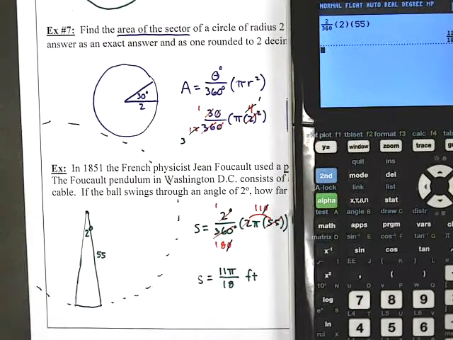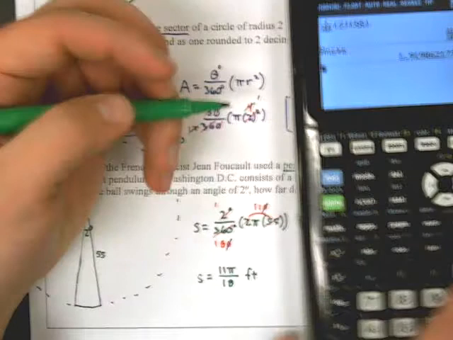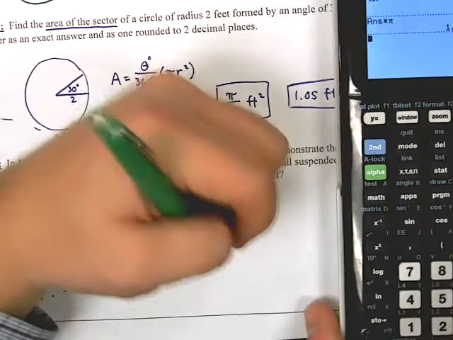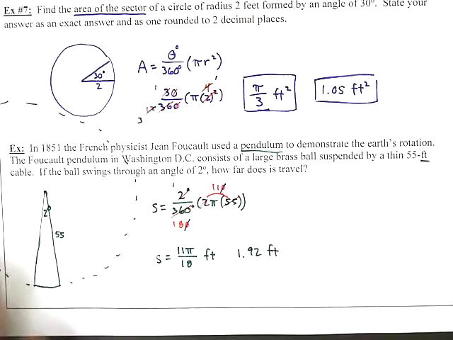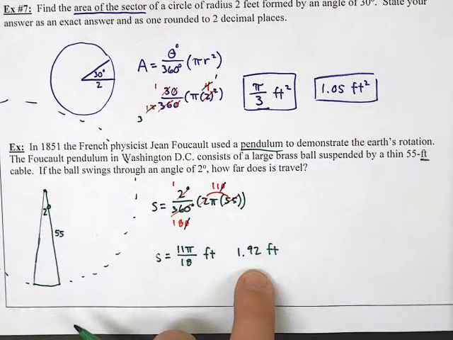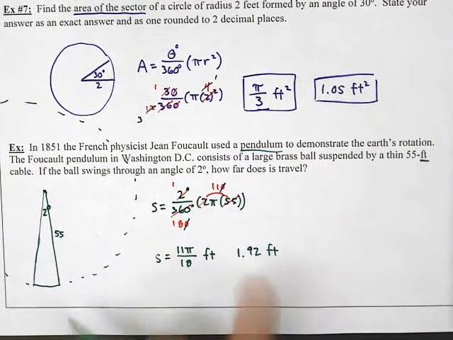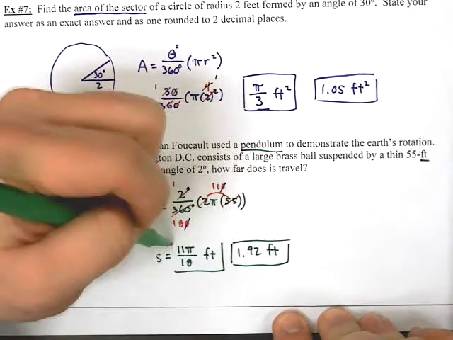Now, if I multiply this by pi, because I think this would be a better answer, yeah, like 1.92 feet. Think about this. Would you go and tell someone that the distance that the ball swings is 11 pi over 18 feet, or would you say 1.92? Probably 1.92, but just be able to get both answers.